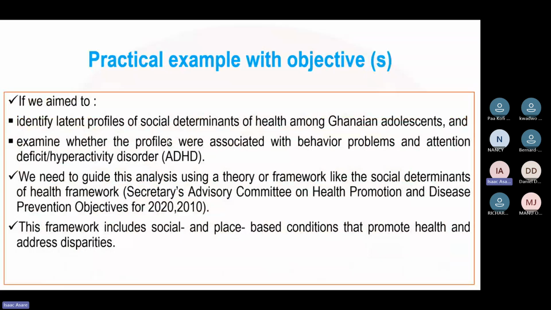Okay, then we also need to guide this analysis using a theory or framework like the social determinant of health framework. So as I said, if you don't know it, how will you be able to do this kind of thing? If you don't do a lot of search, you might not even know that this kind of study that you want to do is grounded in literature. It is based on this kind of theory, and this is how you need to go by. So I will urge all of us that we need to have time to do some of these things. It is very, very important.